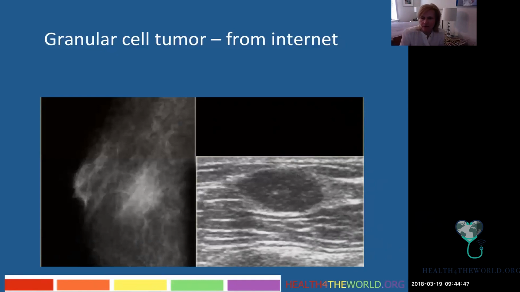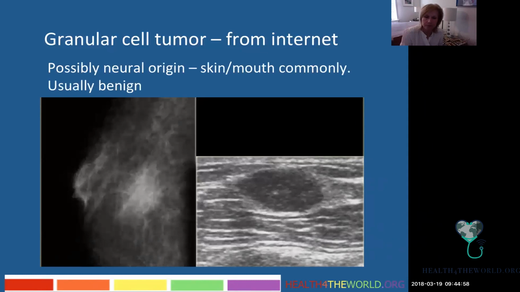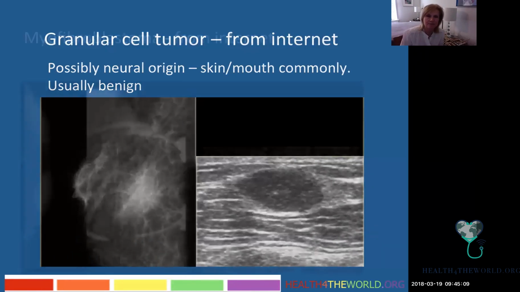If this was a female, you might think fibroadenoma, but it's a benign tumor, but you would have to do biopsy to confirm that. Could it be a breast cancer? By the way it looks, yes. These are tissues which are typically of neural origin and more commonly seen in the skin and the mouth, but every now and then we do see them in the breast.